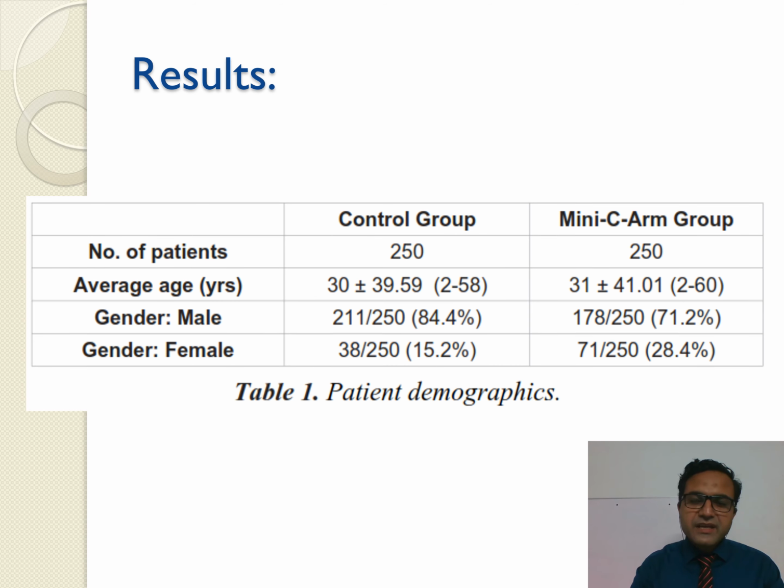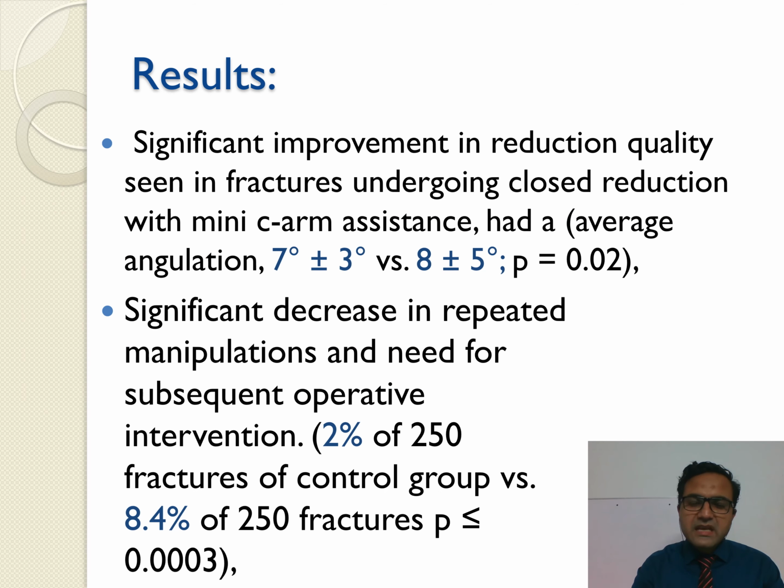On results, average age in each group is the same, around 30 and 31 years, while on gender distribution, the control group had more males, while the mini C-arm group had more females. There was significant improvement in reduction quality seen in fractures undergoing closed reduction with mini C-arm assistance, with an average angulation around 7 degrees, while in the control group it is around 8 degrees plus minus 5 degrees. There was also a significant decrease in repeated manipulation and need for subsequent operative interventions, like 2% in the mini C-arm group and 8.4% in the control group.